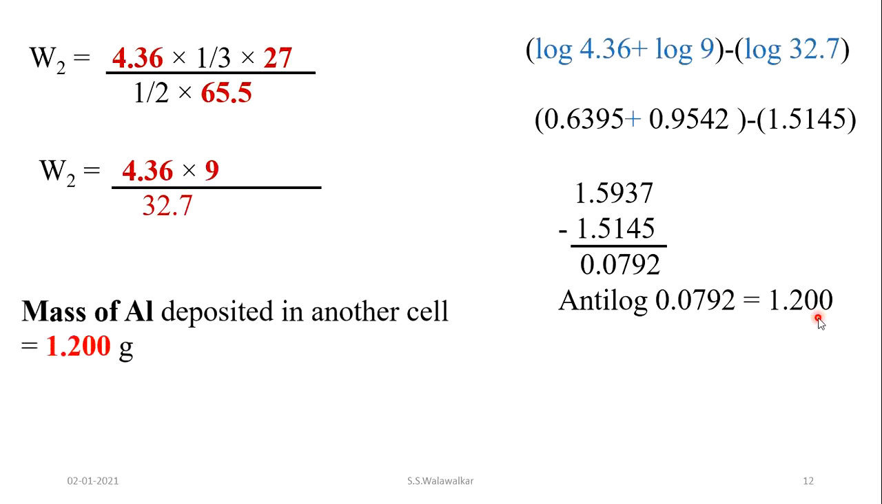So mass of aluminium deposited in another cell is how much? 1.2 grams. So if two electrolytic cells are connected in series and if you know the mass of one substance, then you can calculate the mass of another substance. Here the masses of these substances are different. That is, mass of aluminium is 1.2 and mass of zinc is 4.36. Though the same quantity of electricity is passed through both the electrolytic cells which are connected in series.